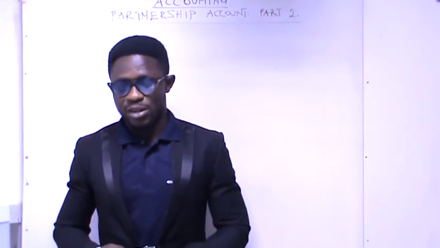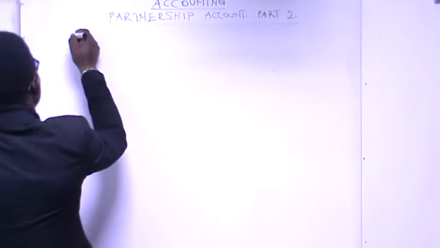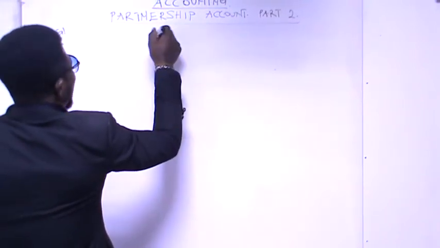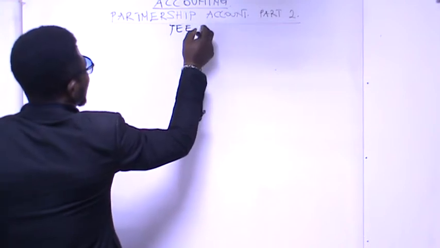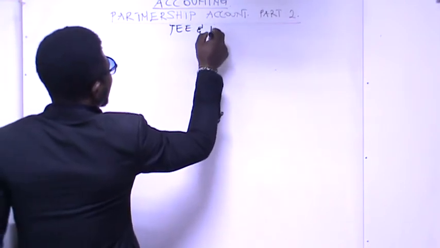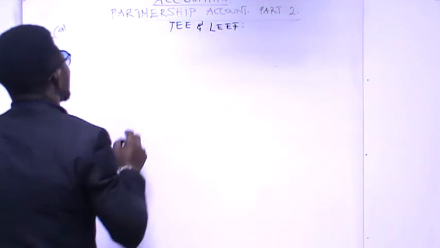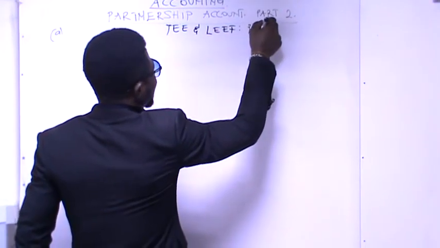Right, so we are going to take the first one, which is A. We are preparing from the books of T and Leaf partnership.